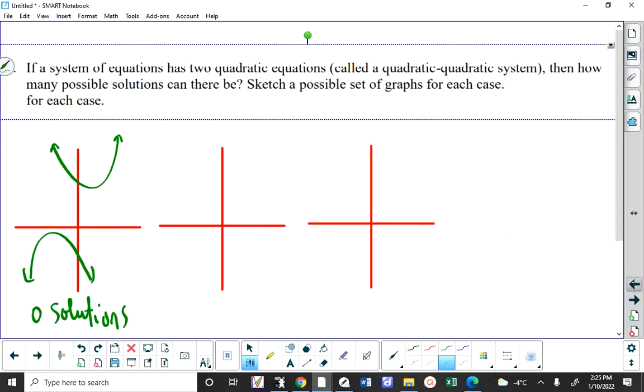Going back to this, is it possible to have one? Yeah, they just have to clip each other, right? There's lots of ways that could happen. Let's take a wider parabola. Yeah, there's lots of places I could put it. I could put it there. I could put it here. This is what most people think of. They immediately think they have to be vertex to vertex, but they don't have to be.